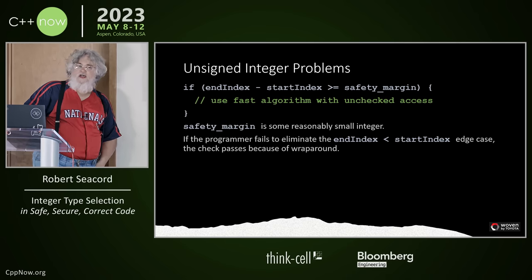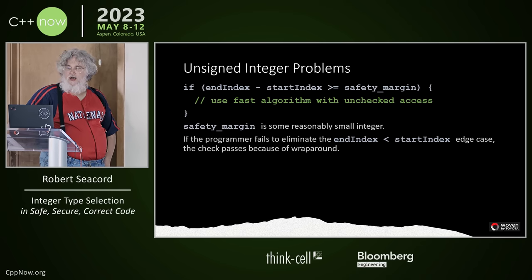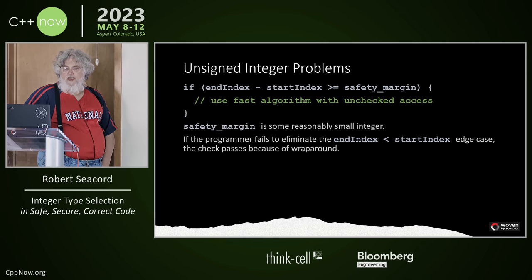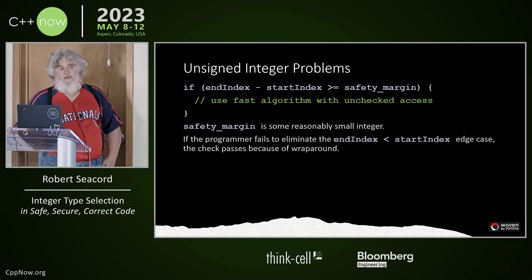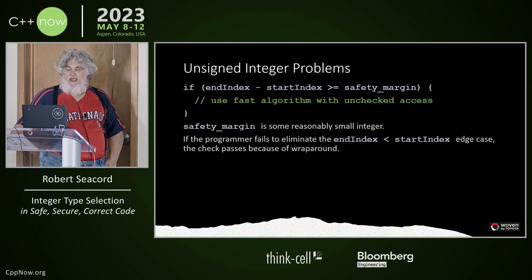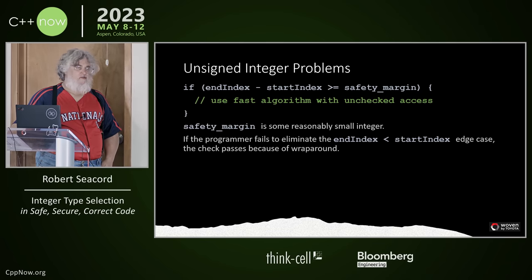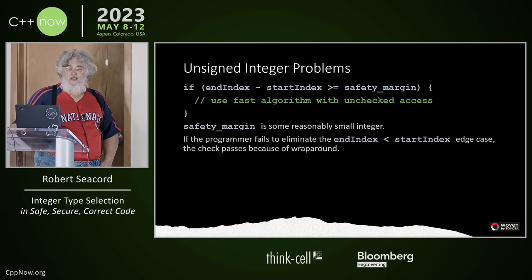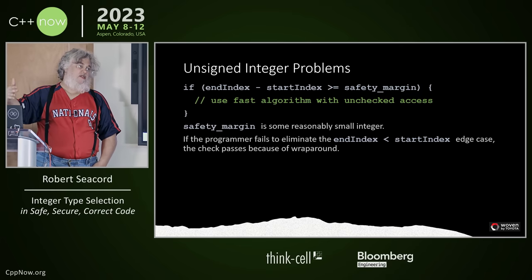Carrying on, this is a continuation of let's use signed integers. Another problem with unsigned integers is it's kind of common, when you're trying to figure out if you're indexing within the bounds of an array, to subtract the start of the array from the end of the array and then see whether that's greater than some margin of safety that you have, maybe zero. So if the programmer fails to eliminate the edge case where the end index is before the start index, this check will pass because of wraparound. So again, this is another problem with the unsigned. Now, if you have code that guarantees the end index has a higher value than the start index, then this won't be an issue.